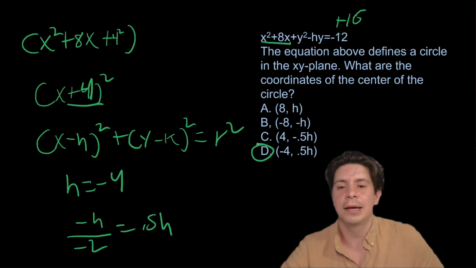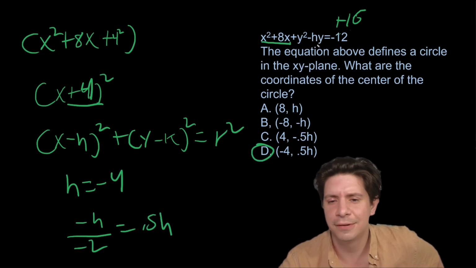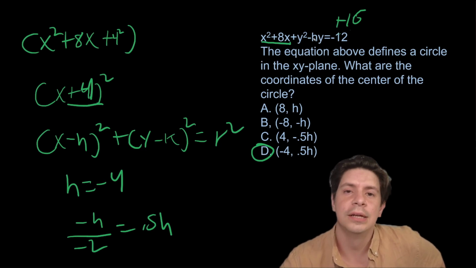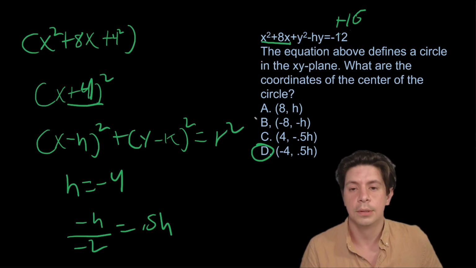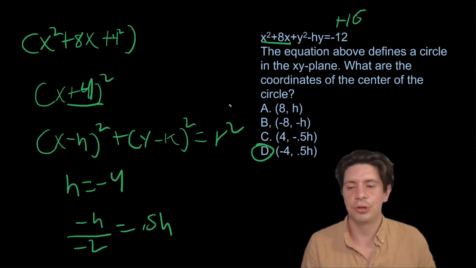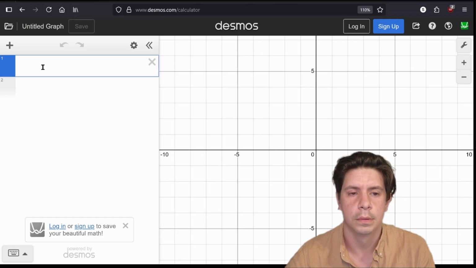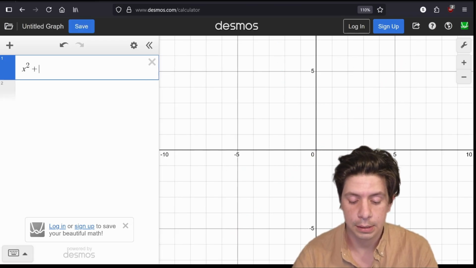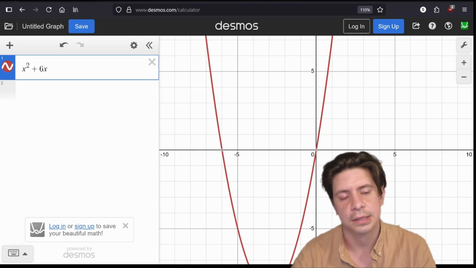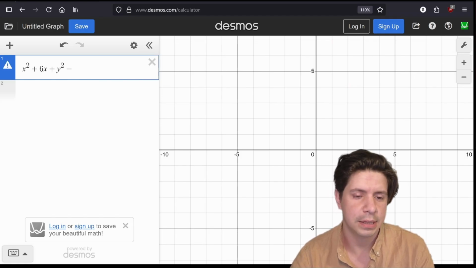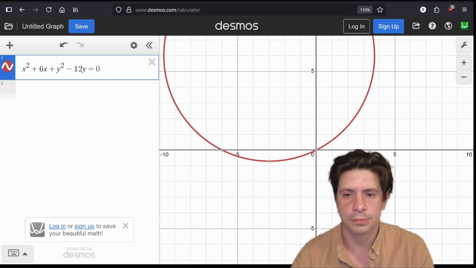And the reason why I'm giving this one here with an h instead of a number is because if you had a number, you could just plug the equation into Desmos and then find it. So I'll give you an example of how that would work, and you'll see how it works on Desmos. When you have all numbers, it's nice and clean. So if we had all numbers, it could be something like this: x squared plus 6x plus y squared minus, let's say, 12y equals 0, right?